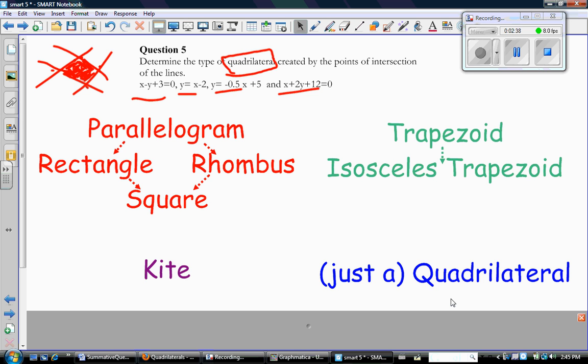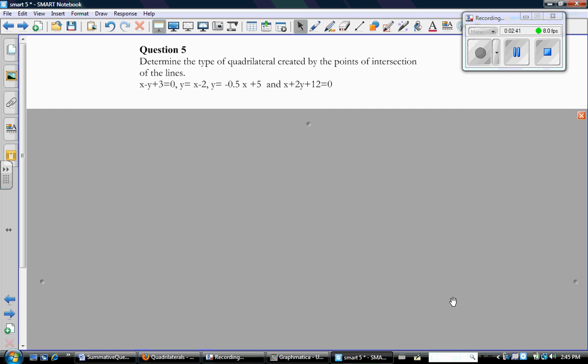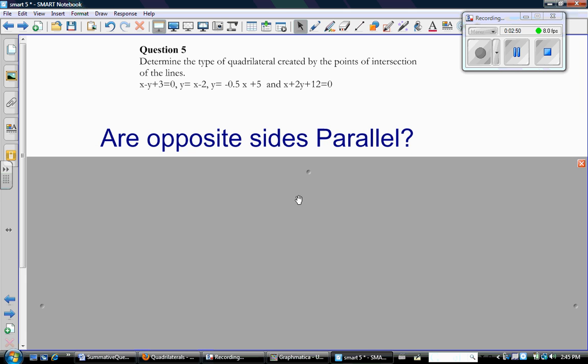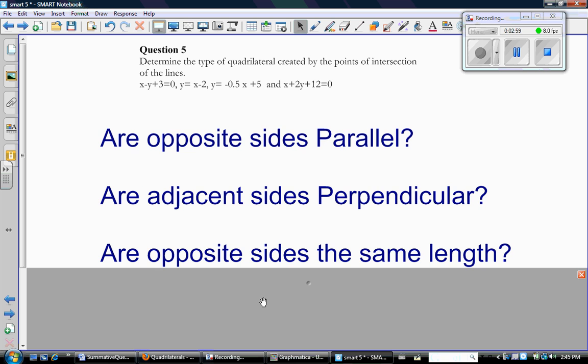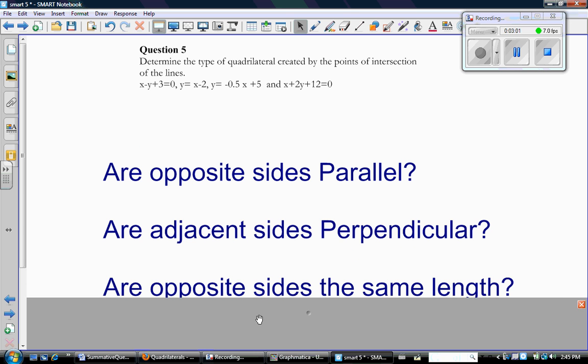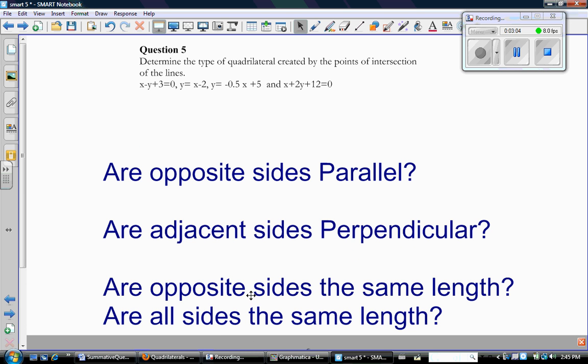So now that we've talked about the types of quadrilaterals, what sorts of things do we need to study in order to differentiate between them? So once I know that I have a four-sided shape, what do I need to look at? Well, you need to look at things like this. Are opposite sides parallel? Are adjacent sides perpendicular? Are opposite sides the same length? Are all sides the same length? These are the questions you need to be addressing if you're trying to demonstrate what type of quadrilateral you have.